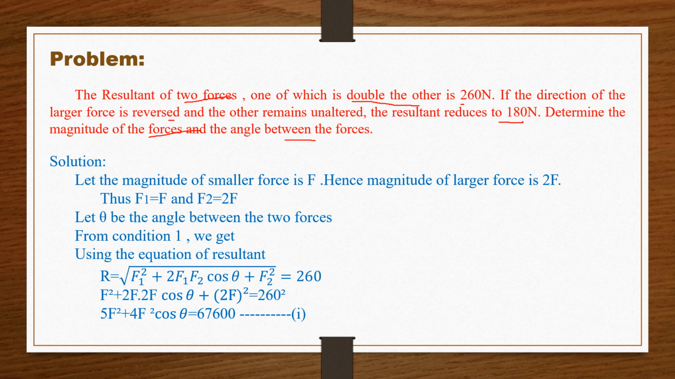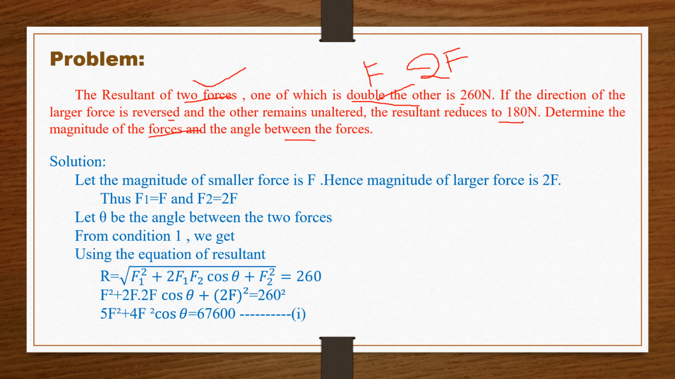What is given in this question is two conditions. One is that the resultant of two forces, one of which is double the other, is 260 newtons. Suppose the first force is assumed as F and the second force is assumed as 2F. The second is double the other, meaning the larger force is 2F. For this, the resultant is 260 newtons. This is the first case.